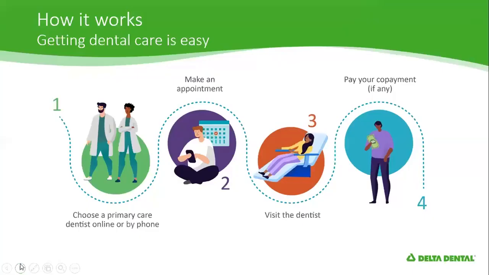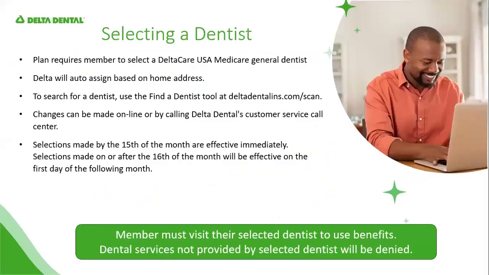Choosing the right dentist, obviously that's super important. And choosing your primary care dentist can be done online or by phone. If you are a new enrollee, we will assign a dentist to you, but you are able to change that dentist. So you're able to choose that dentist, make the appointment, visit the dentist, and pay your copay. There's nothing else that you really need to do when you're trying to access your dental coverage.